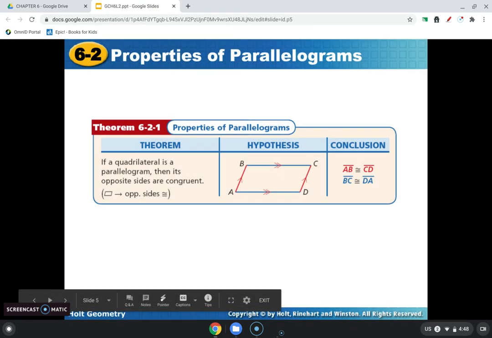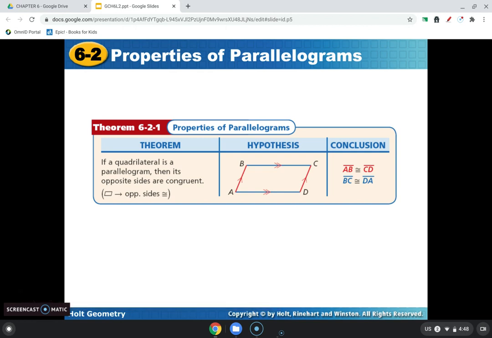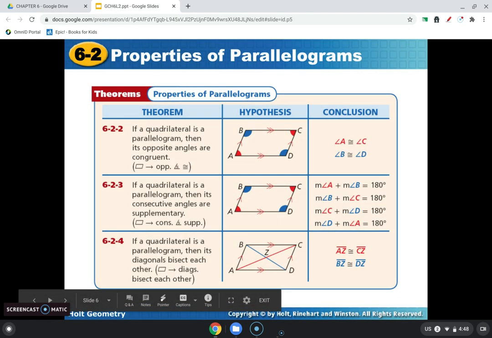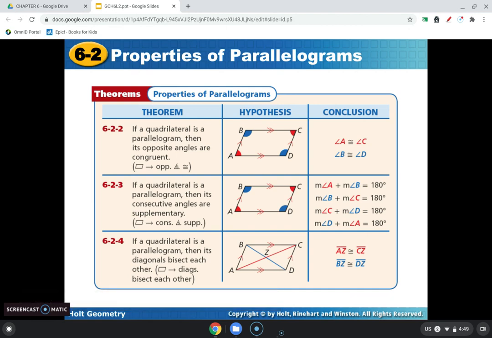All right, so the first property of a parallelogram: its opposite sides are congruent. So its opposite sides are parallel, and its opposite sides are congruent if it's a parallelogram. If a quadrilateral is a parallelogram, then its opposite angles are congruent. So B and D, and A and C, are the same.